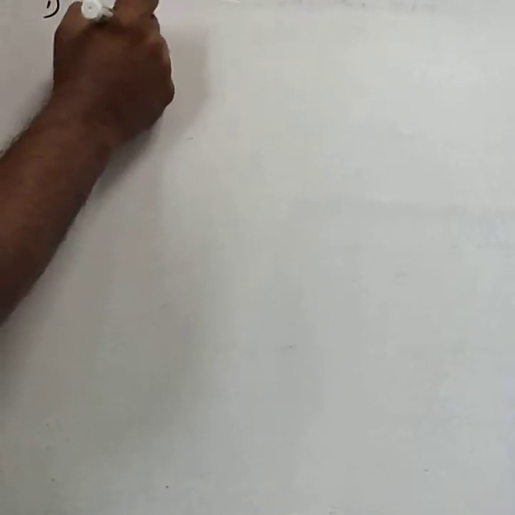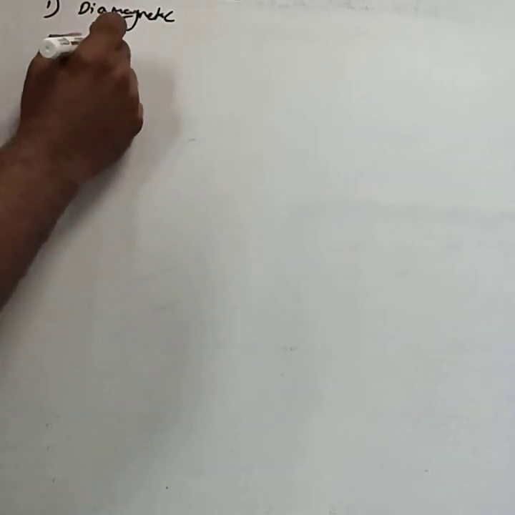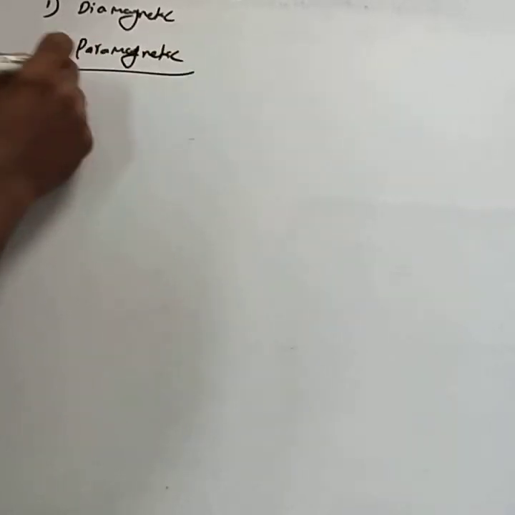The transition elements exhibit two types of magnetic property: diamagnetic property and paramagnetic property.